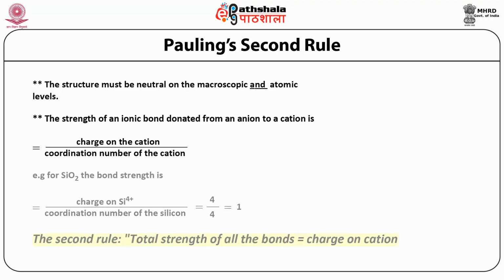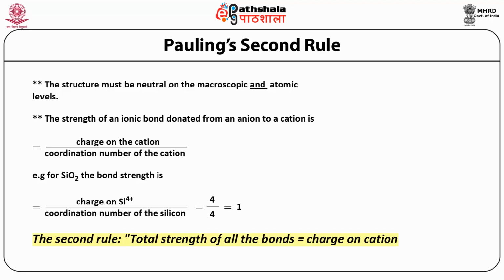So, if we take the example of SiO2, the bond strength is the charge on Si4+ divided by the coordination number of the silicon, which is equal to 4 divided by 4, which is equal to 1. It should be noted that in the above definition, only the number of anions surrounding the cations is counted. It does not matter if they are different.